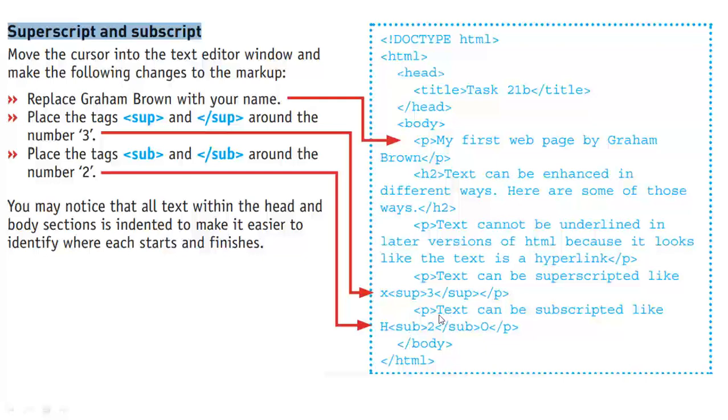So open paragraph. Text can be subscripted, like H sub 2 close sub O, close the paragraph. You may notice that all text within the head and body section is indented to make it easier to identify where each starts and finishes. Indent means having a space at the beginning. So this one has like 4 spaces here, and then it has around 6 or 7 spaces over here.